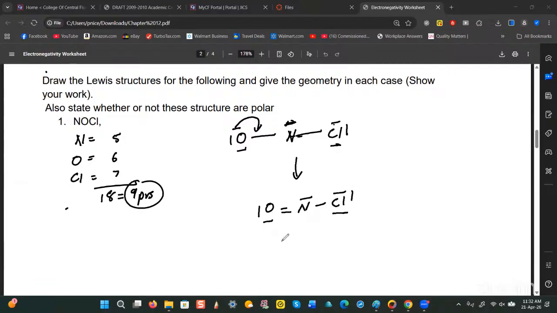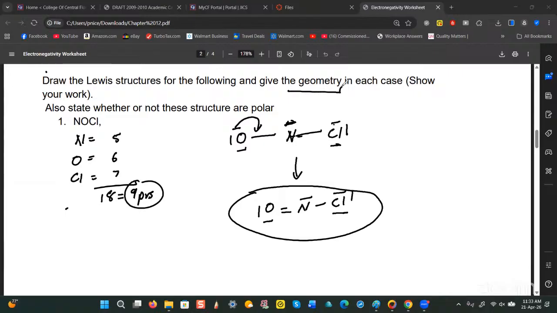And that's it. So now every atom has 8 electrons on its outer shell. The oxygen has 8, the nitrogen has 8, and the chlorine has 8. So this would be the Lewis structure for this molecule. All right. Now we're not finished yet, because we need to find the geometry, right?